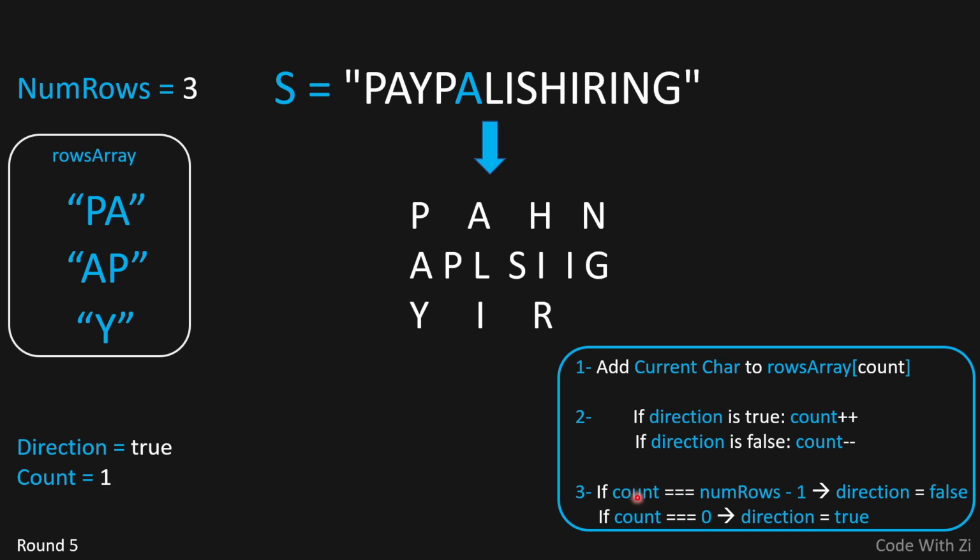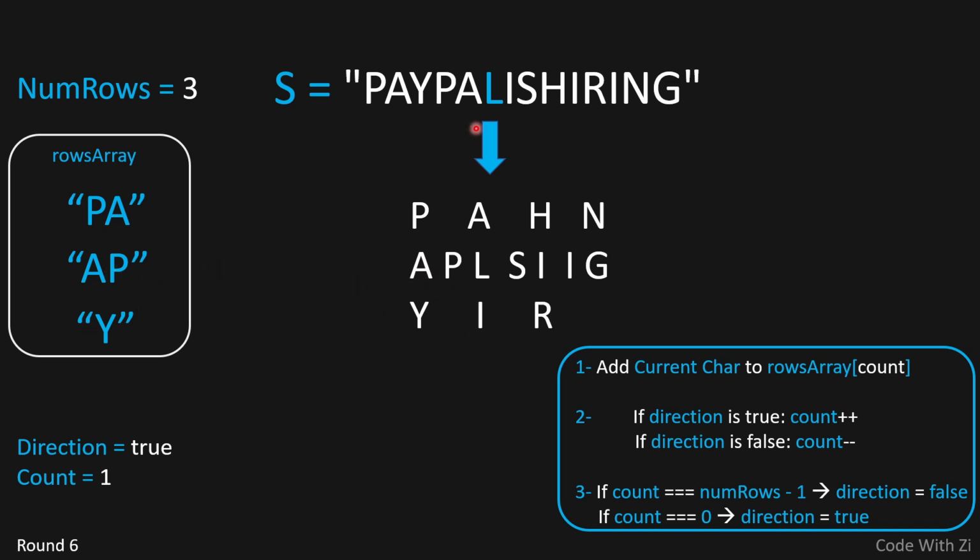And then we're gonna check if count is equal to number of rows minus 1, and it's not. And then we're gonna check if count is equal to 0, and again, it's not. So we're gonna move on to the next round. As you can slowly see, we're actually getting closer to our example. So PA here, AP, AP, and Y.